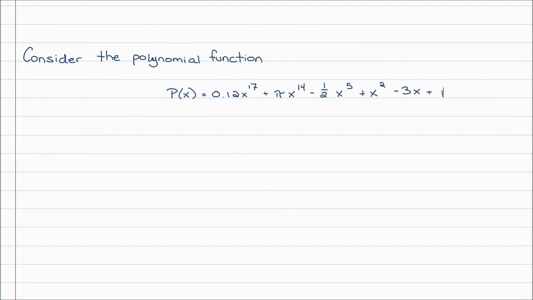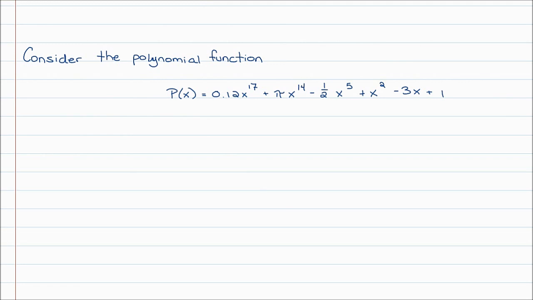So let's go ahead and focus in on just a general polynomial function. And when I say general, this is technically not general. This is a specific polynomial here that I'm giving you. P of x is equal to 0.12 x to the 17th plus pi times x to the 14th minus 1/2 x to the 5th plus x squared minus 3x plus 1. Okay, that's some polynomial that somebody's come up and handed you. So it's very specific. But you can imagine that I just randomly chose these numbers.